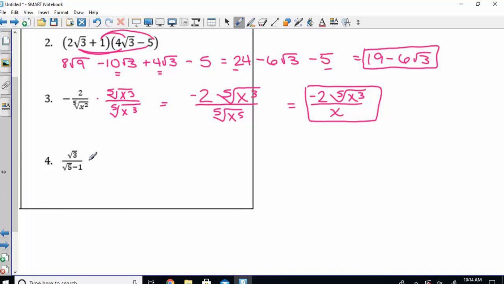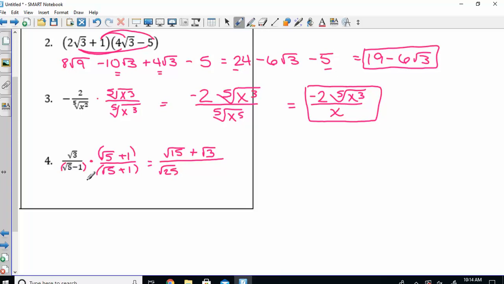And the last one. If there's 2 terms on the bottom, you need the conjugate, which is the exact same thing, but the opposite sign. So it's radical 5 plus 1. We have to distribute. So on the top, radical 3 times radical 5 is radical 15, plus radical 3 times 1 is radical 3.